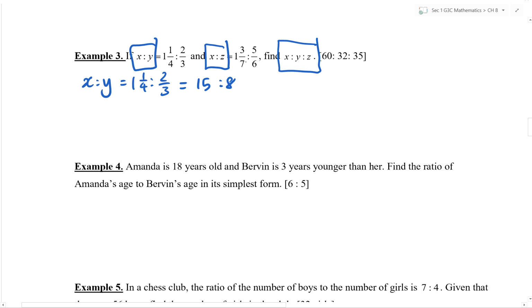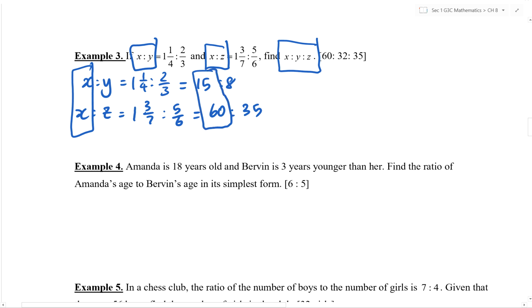And the next ratio is x to z. At the moment, it is 1 3/7 to 5/6. Rewriting this to become 60 to 35. Of course, this is not the simplest form yet, but by writing it in this way, I know that these two x values should be the same.